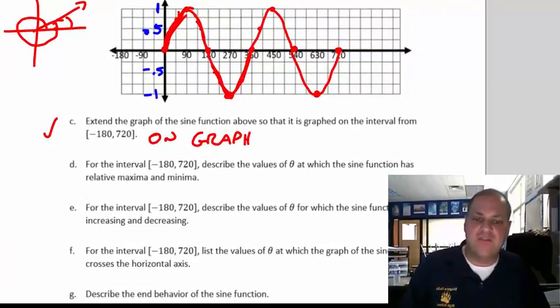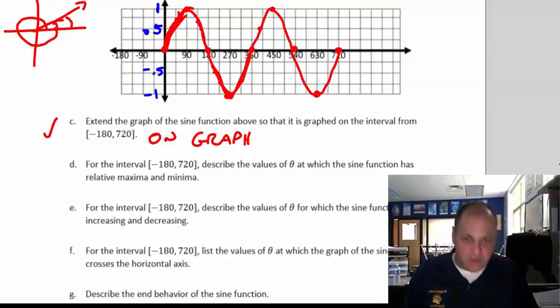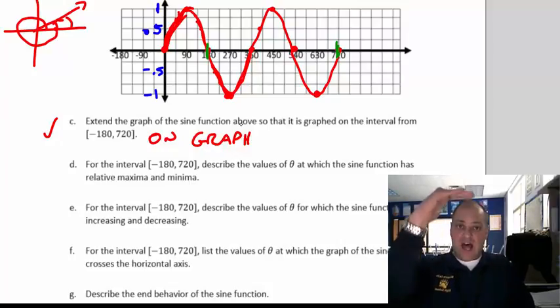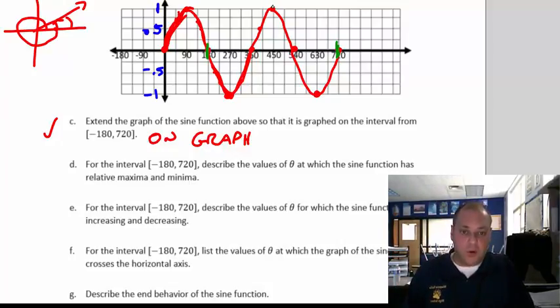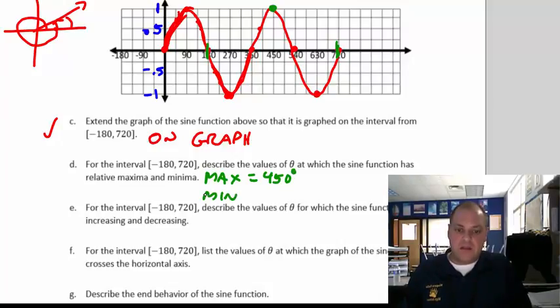For the interval negative 180 to 720, describe the values of theta at which the sine function has a relative maxima and relative minima. Remember relative max and relative min? It's the highest and the lowest point. Okay, so the highest point is at theta equals 450, so max is 450, and the min is at 270 and 630.